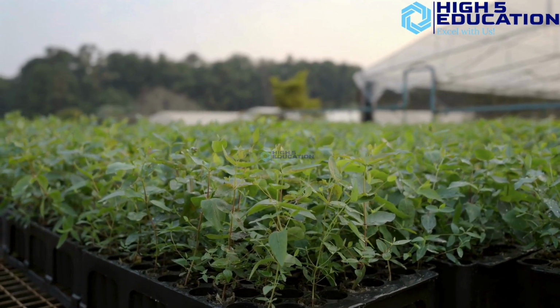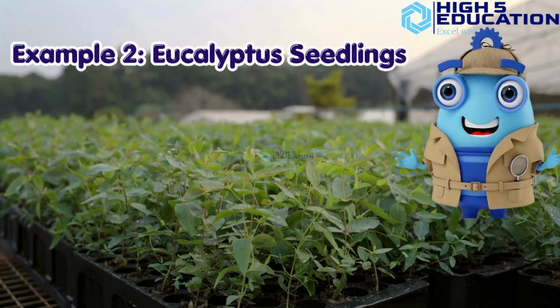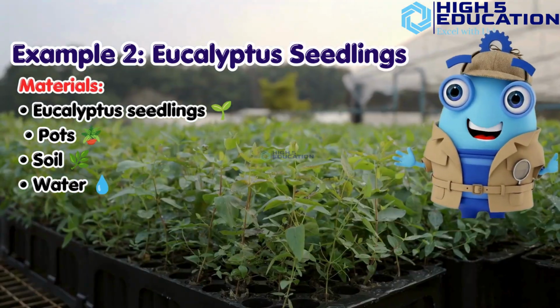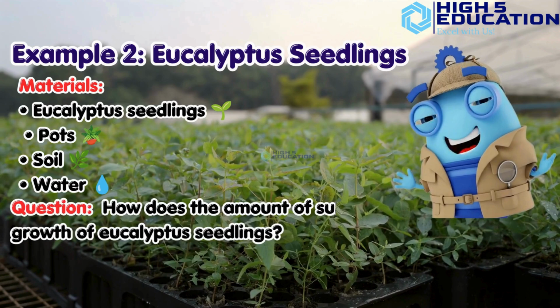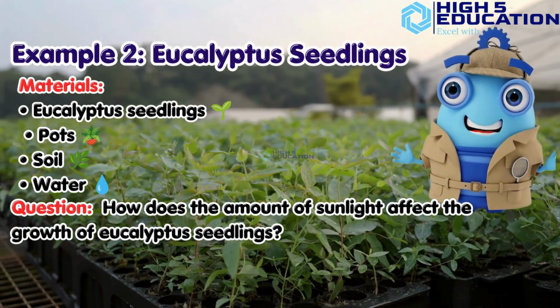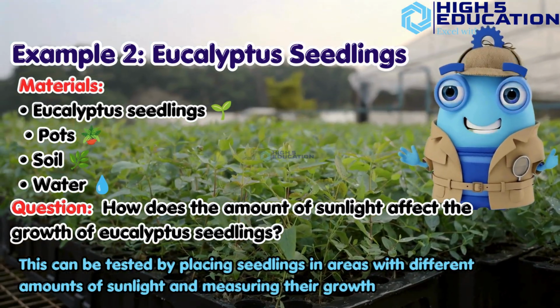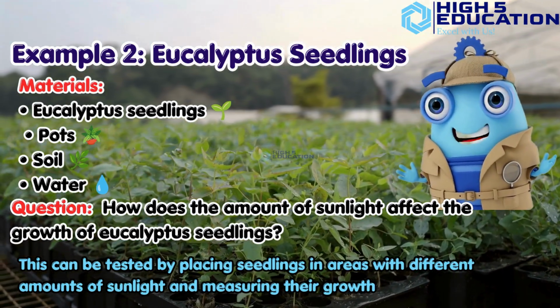Let's look at our second example, eucalyptus seedlings. We have eucalyptus seedlings, pots, soil, and water. Using these materials, we can ask, how does the amount of sunlight affect the growth of eucalyptus seedlings? We can test this by placing the seedlings in different amounts of sunlight and measuring their growth.